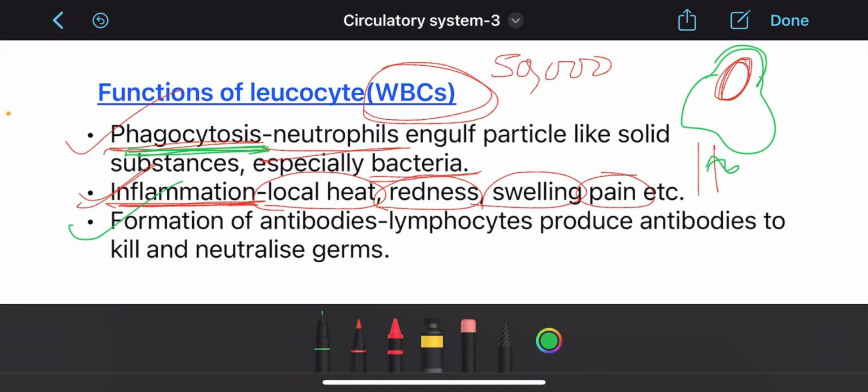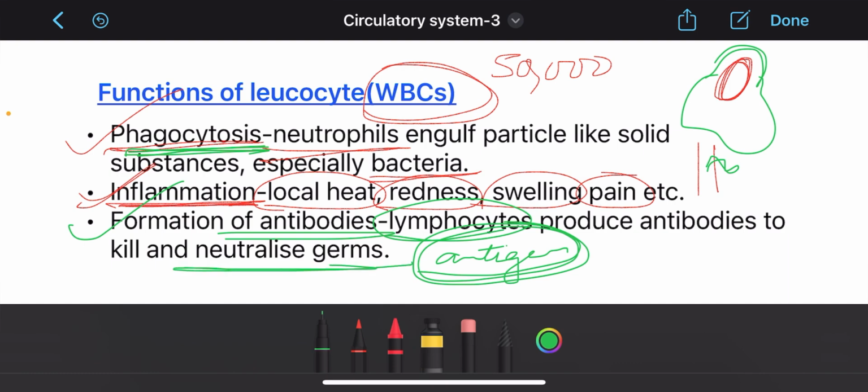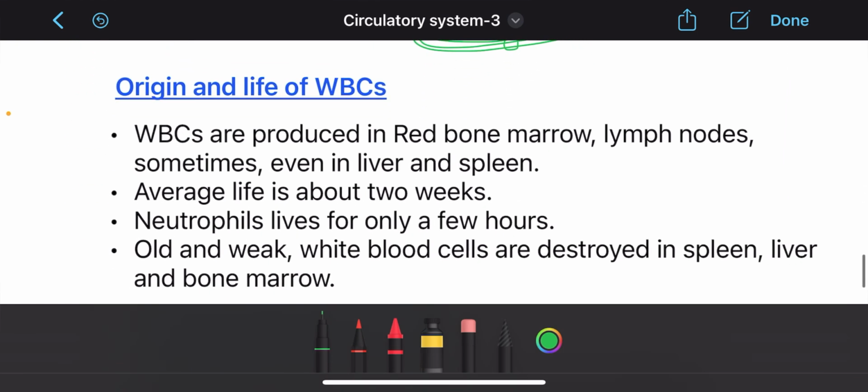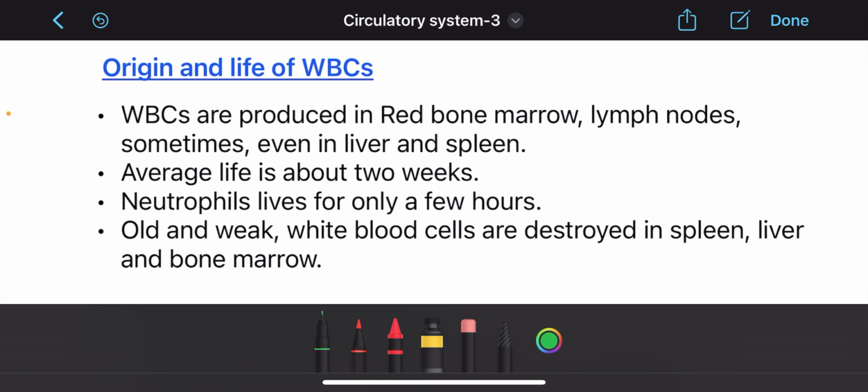Now the third function is formation of antibodies. The antibodies are produced by the lymphocytes. These antibodies react with antigens, and these antigens are the foreign substances which may cause disease in us. So it is going to defend our body against the disease causing germs and then destroy them completely or neutralize the germs. Now the next is the origin and the life of WBCs.